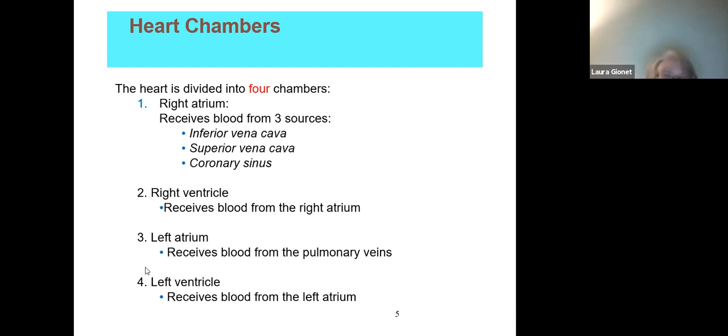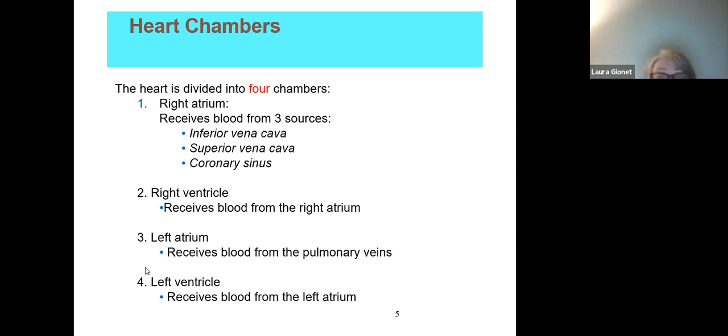So blood returns to the right side of the heart. It does so via 3 sources: the inferior vena cava, the superior vena cava, and the coronary sinus. From there, blood passes into the right ventricle. On its way, it passes through a valve called the tricuspid valve that's found between the right atrium and the right ventricle. So from the right atrium, technically, the blood will then encounter the tricuspid valve and be pumped down into your right ventricle.